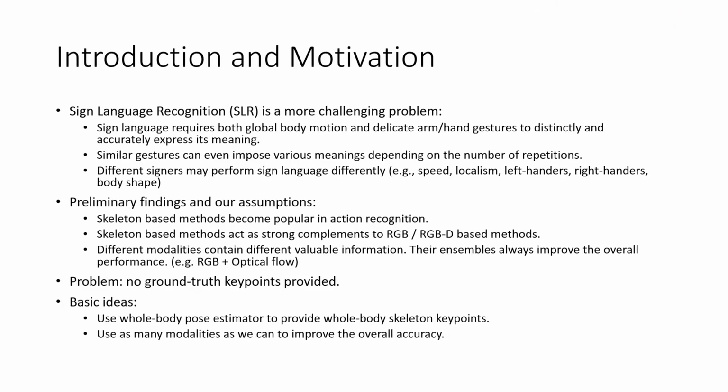Compared with other video classification tasks, such as action recognition, SLR is a more challenging problem for the following reasons. First, sign language requires both global body motion and delicate arm or hand gestures to accurately express its meaning. Second, similar gestures can even have various meanings depending on the number of repetitions. Third, different signers may perform sign language differently. For example, different signers may perform at different speeds with different localism. They may even have different body shapes and be either left-handers or right-handers.